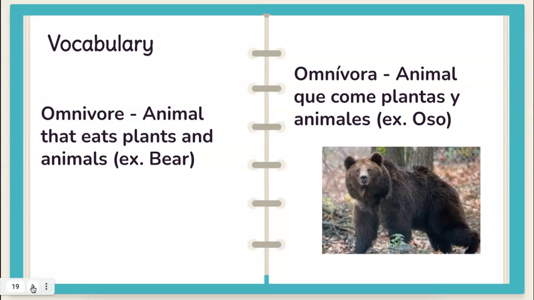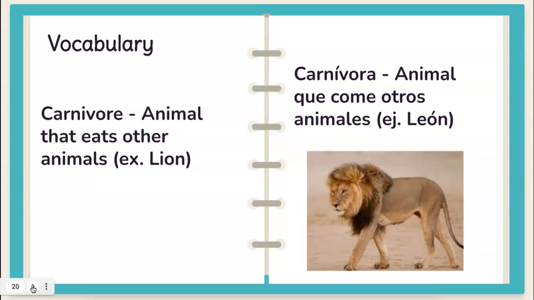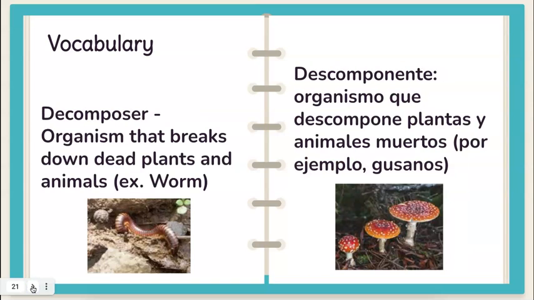Our next vocabulary term is an omnivore. This is an animal that eats both plants and animals. So for example, a bear. A carnivore is an animal that eats other animals. Lions would be considered a carnivore. Next vocabulary word is decomposer. This is an organism that breaks down dead plants and animals. For example, worms and fungi such as mushrooms do this.